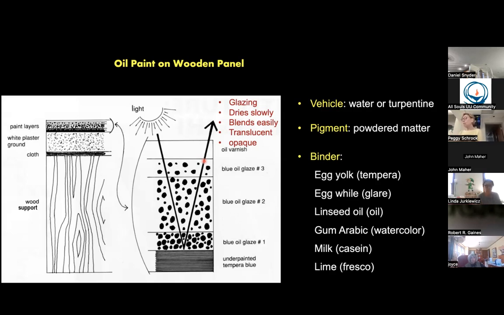Glaire is what all those beautiful illuminated manuscripts were painted with. They use the egg white so that they don't distort the color, that luminous color on the pages. Linseed oil for oil, gum arabic gives you watercolor, milk gives you casein, lime mixed with water, and when it dries, that gives you fresco. So all of the different binders are what determines what kind of paint you're using. So these are the materials you're working with.